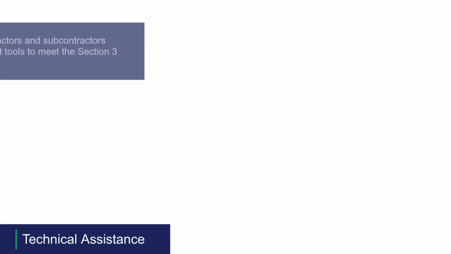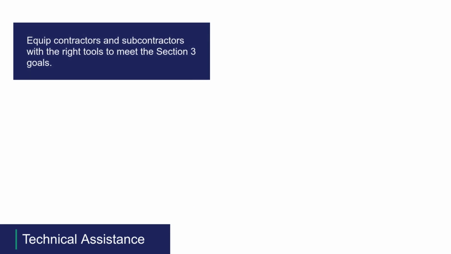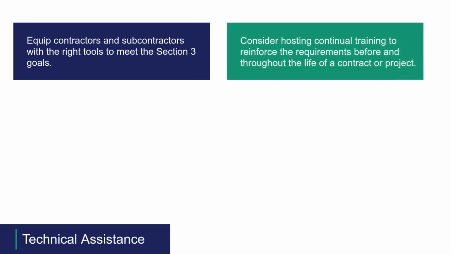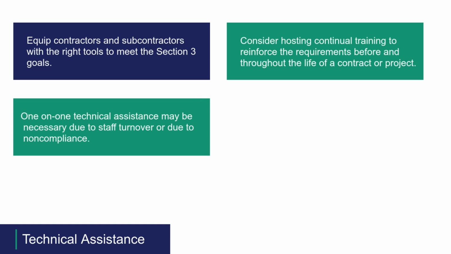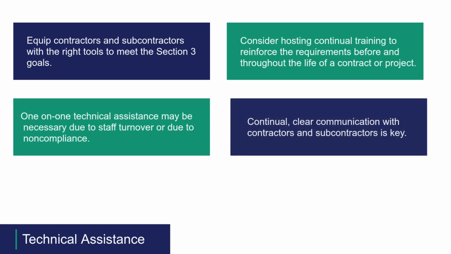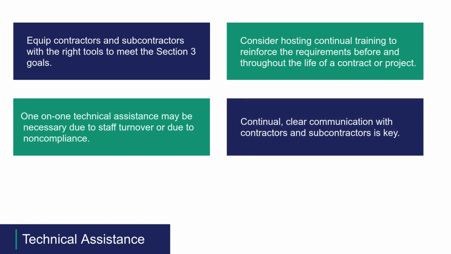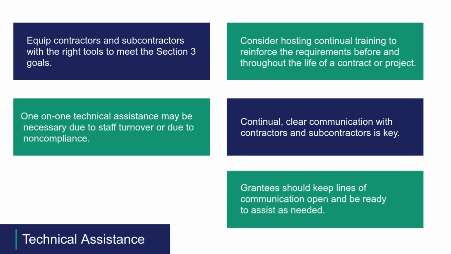To achieve project compliance, the grantee's role is to equip contractors and subcontractors with the right tools to meet the Section 3 goals. Grantees can consider hosting continual training to reinforce the requirements before and throughout the life of a contract or project. One-on-one technical assistance may be necessary due to staff turnover or due to non-compliance. Continual, clear communication with contractors and subcontractors is also key. Grantees should keep lines of communication open and be ready to assist as needed.